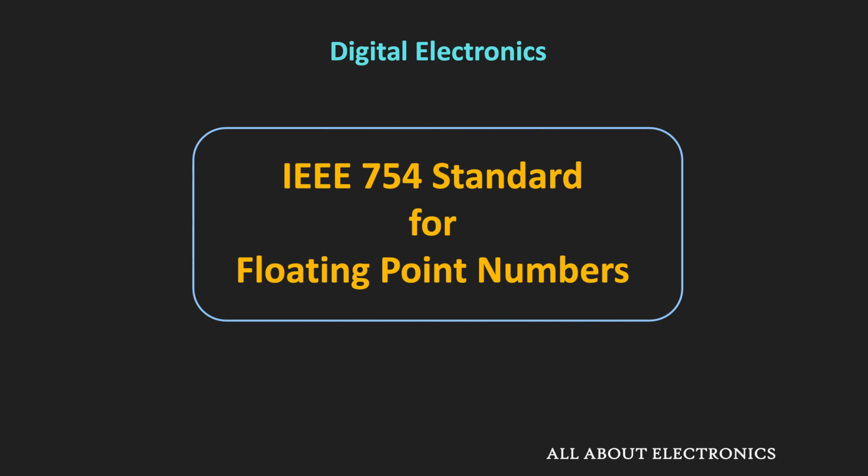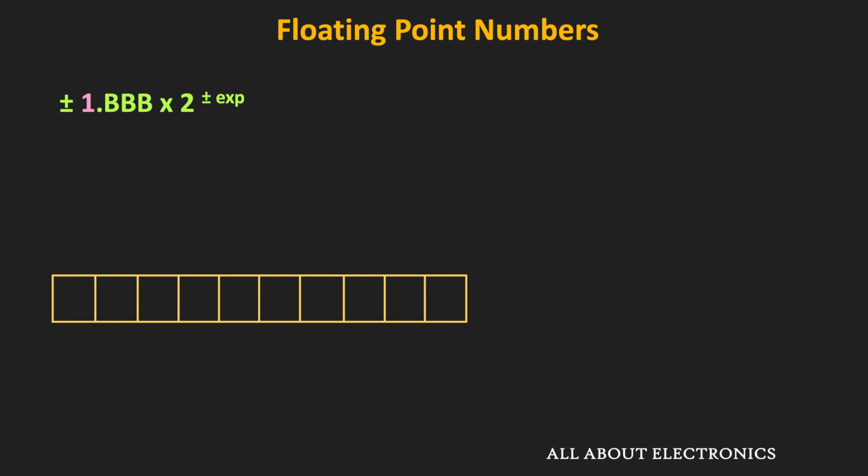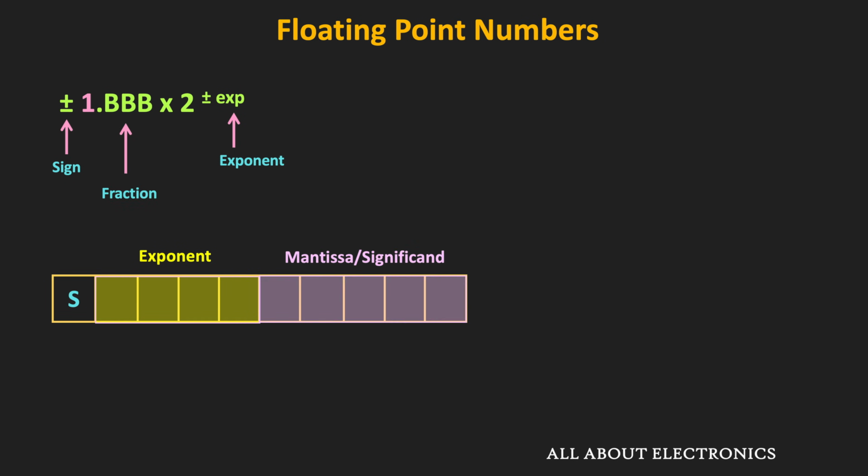So in this video, we will learn about the IEEE standard which is used for floating point numbers. In the previous video, we have seen how to normalize any binary number and how to represent it in the floating point format. And then we have also briefly seen how this floating point number is stored in the memory. We have seen that while storing this floating point number, 1 bit is reserved for the sign bit, a few bits are reserved for the exponent, and then the remaining bits are reserved for the mantissa.